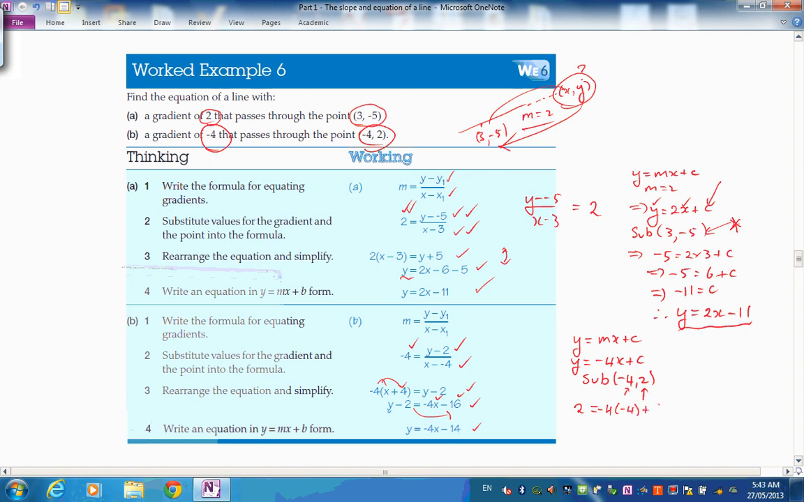Remember, we're using the idea that if this point's on the line, then it has a rule that the x and y coordinates must obey to keep the line straight. So 2 equals positive 16, is it? Negative times negative is positive, plus c. So then subtracting 16 from both sides, neg 14 equals c. Let's put the equation together again now. Y equals neg 4x, take 14.